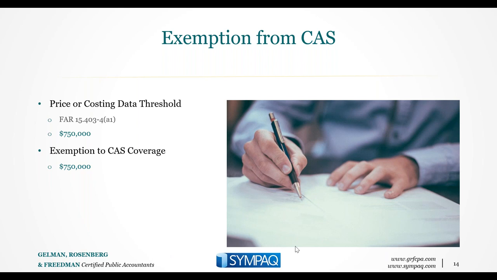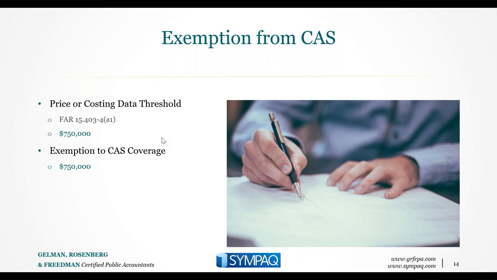So the exemption from CAS, again, the thresholds are $750,000, and it's based on the price or costing data that you have from a negotiated procurement that requires a cost or pricing certificate. And it's the same level as the exemption to the CAS coverage. So it's trying to make things have parity and have the regulations work together. It took a number of years to get this to work. And we're so glad they finally got the threshold, and it goes up every few years.